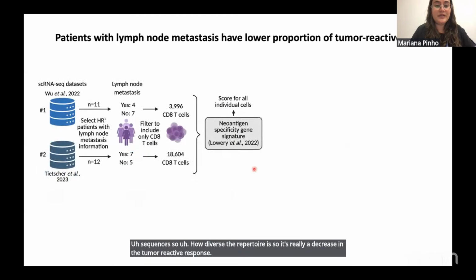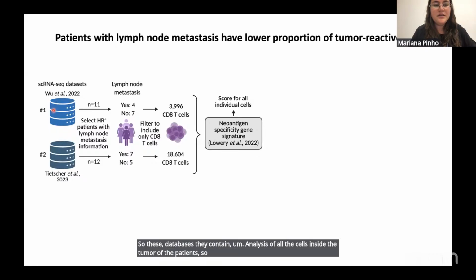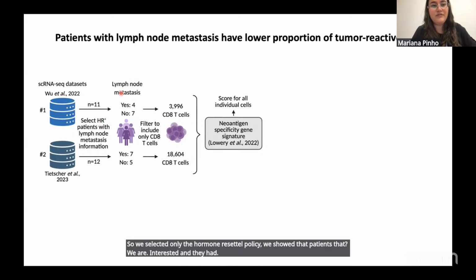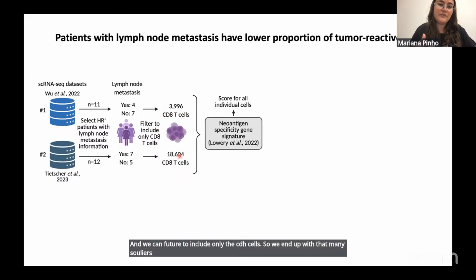So to confirm that, we actually used 2 other single-cell RNA-seq databases. So these databases contain analysis of all the cells inside the tumor of the patients, so single-cell analysis. So we selected only the hormone receptor positive patients, which are the patients that we are interested in, and they had the lymph node metastasis information on them. So we can separate the patients that do and do not have it for each of them, and we can filter to include only the CD8 cells. So we end up with that many CD8s for each of the databases.